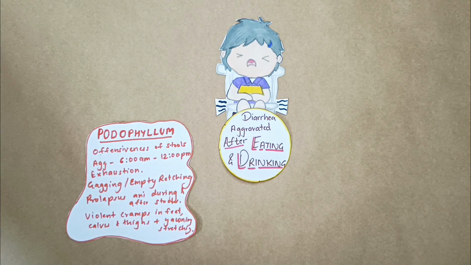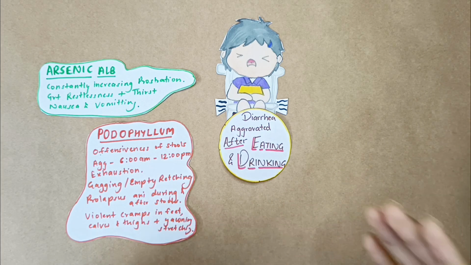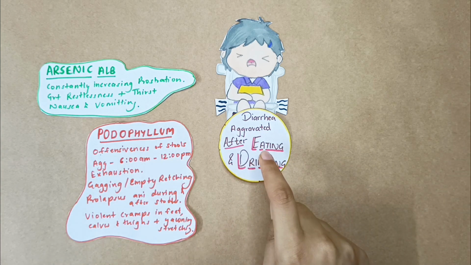Okay, moving on to the next remedy, we find that even in arsenic album there is this symptom of aggravation of diarrhea after eating and drinking. But in arsenic album we find that there is constantly increasing prostration, because exhaustion, prostration and fatigue is one of the characteristics of this remedy. Therefore, this is also seen in diarrhea. There is also great restlessness, again another keynote of this remedy, plus thirst for sips of water, violent thirst actually, and nausea and vomiting. So all these generalities, which are very important keynotes of arsenic album, should accompany this modality of diarrhea also.